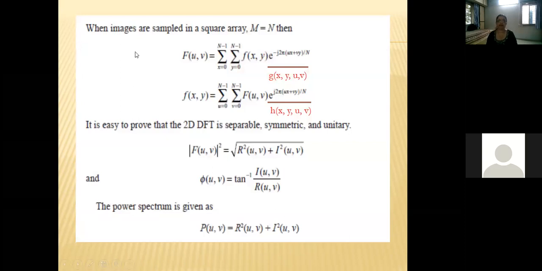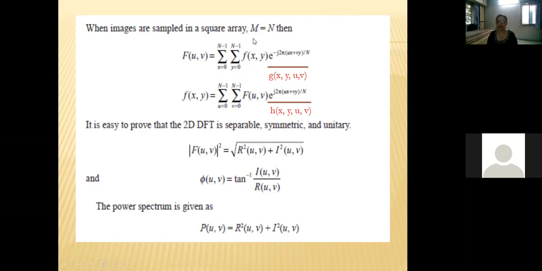Okay. Now let us have a look at the two-dimensional Fourier transform. In the case of images, we are going to consider square images henceforth. That is, M is the same as N, because computation becomes easy if we consider a square size image. So henceforth, we are considering that your images are square in nature. That is, M is the same as N.